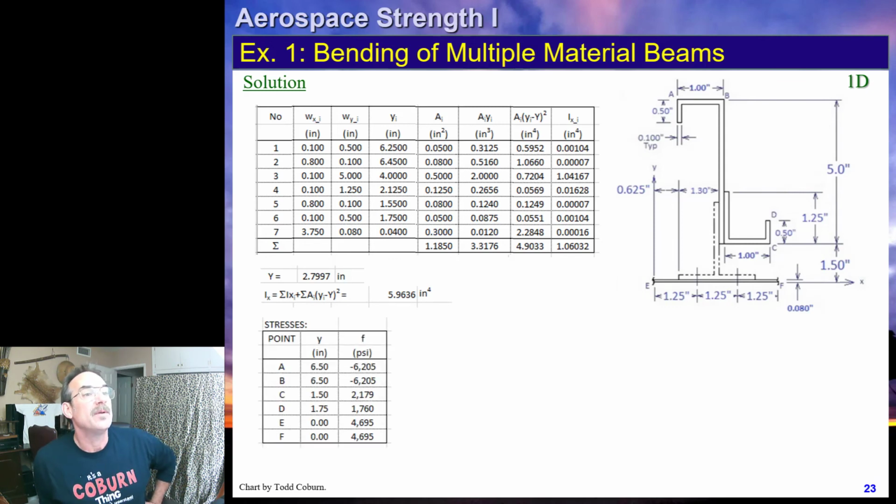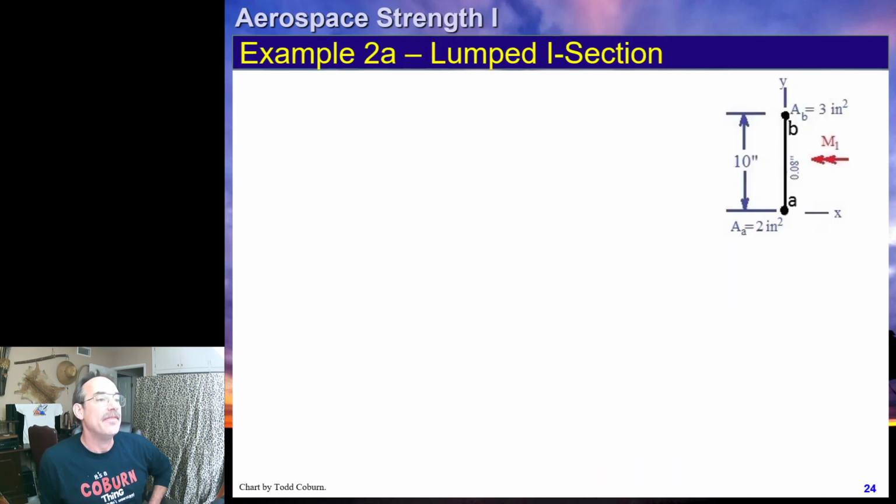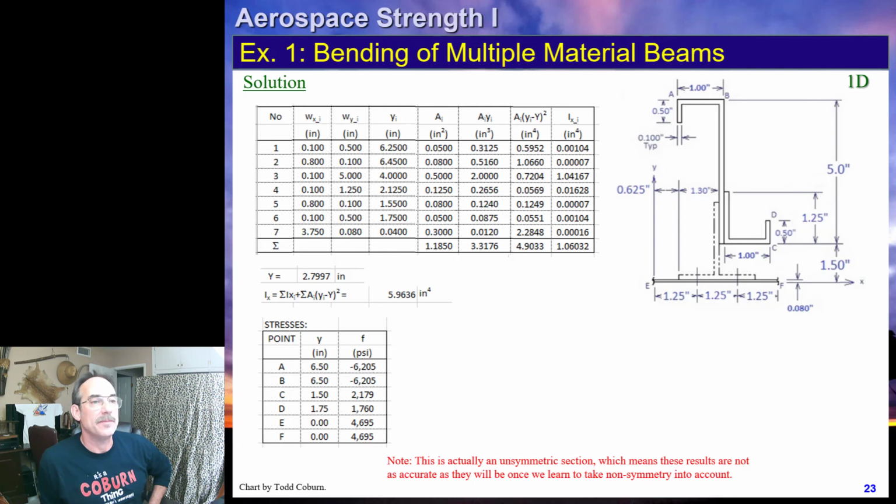The stresses we wanted at a bunch of points: A, B, C, D, E, and F. And since we only have bending about one axis, all we need is the y position of those points. We see that point A is up here at 6.5. Point B is also at 6.5. Point C is at 1.5 from the bottom. D is in, and so on. So we can just plug into our formula, and that will give us the stress. We take our My over I formula, or M times y minus y bar over I, and that will calculate the stress at each point. You can verify these numbers in the table here.